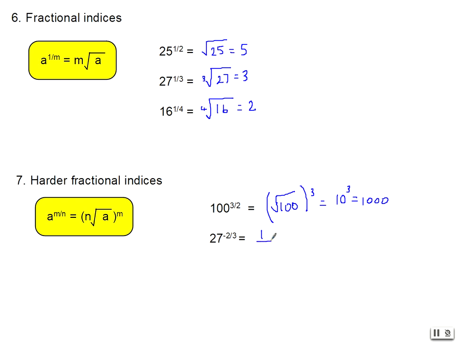So the negative would mean we would rewrite it as 1 over the positive, and then the power 2/3 means I'm looking for the cube root of 27, but then I have to take the top number of that fraction and square it. So the cube root of 27 is 3, and then we're going to square that. So 3 squared being 9, so that is the answer to that question.